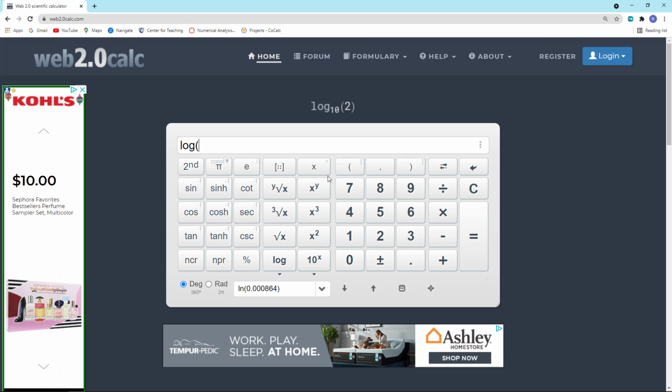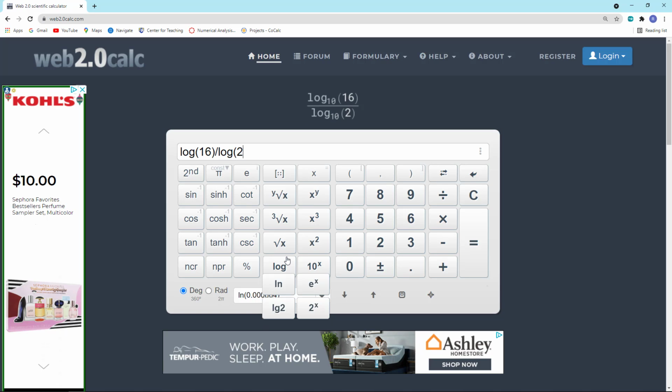16, my apologies. 16, and we are going to divide that by the common log of 2. And what do we get? We get 4. Hallelujah, just what we were hoping. Okay, let's do this with the natural log.